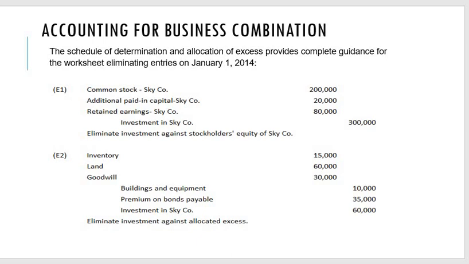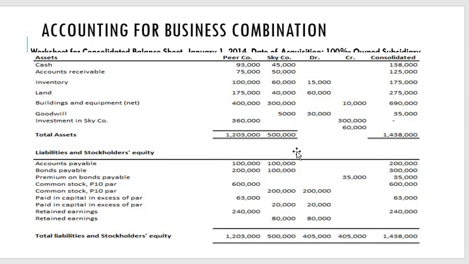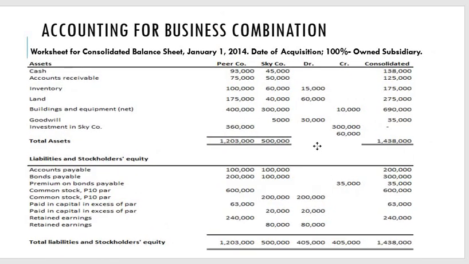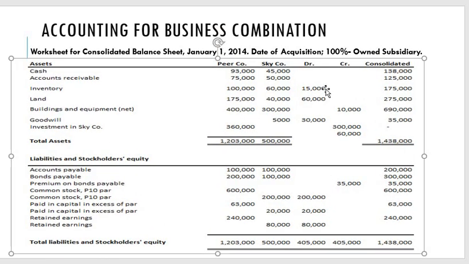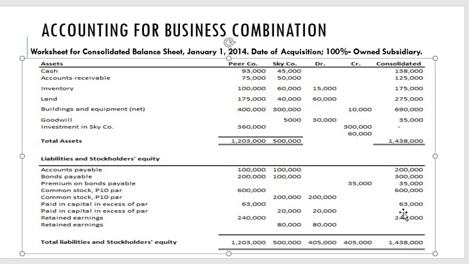eliminating entries. Okay, so the effect of the eliminating entries, we plot the eliminating entries on the worksheet. So inventory 15,000, land 60,000, buildings and equipment 10,000 credit, and goodwill 30,000 debit, and our investment in Sky account is credit 60,000, and then our premium on bonds payable is credit 35,000. Okay, so for the consolidated column, again, we'll just add the balances of Pair and Sky, and then take the effect of the working paper eliminating entries.